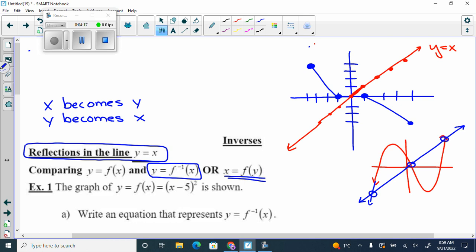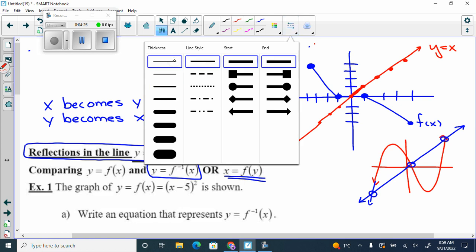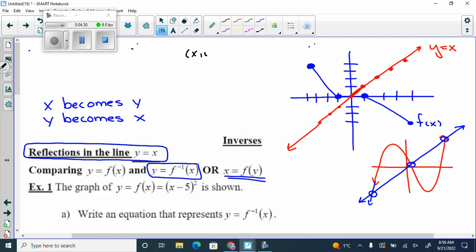Now, if I want to find the inverse, I'm going to label this blue one as f of x. If I wanted to find the inverse of that graph, the mapping of an inverse, I'm going to use black. The mapping of an inverse is xy becomes yx.